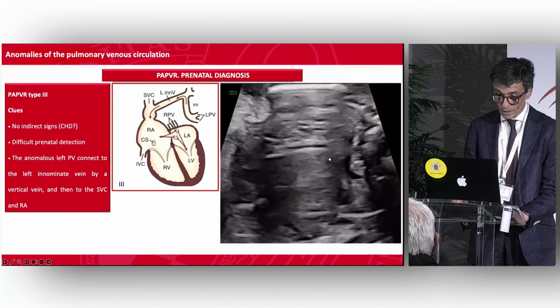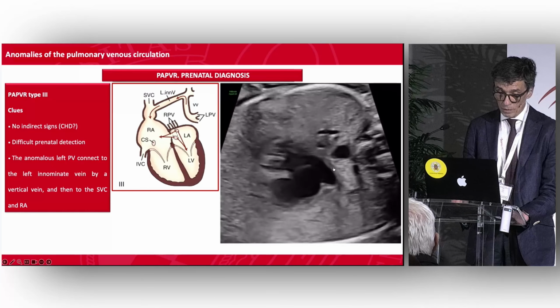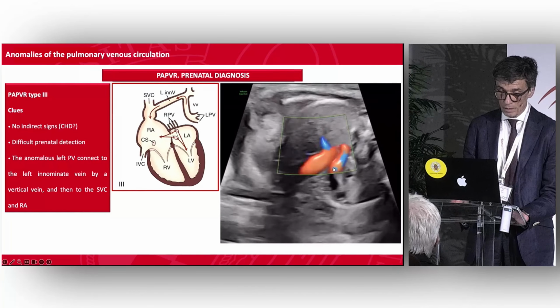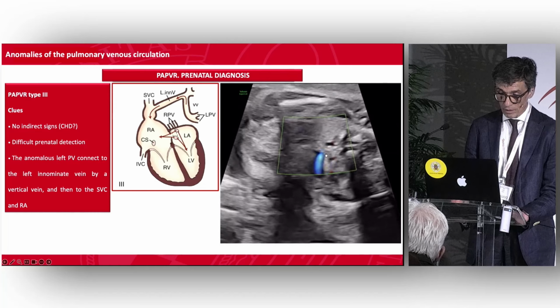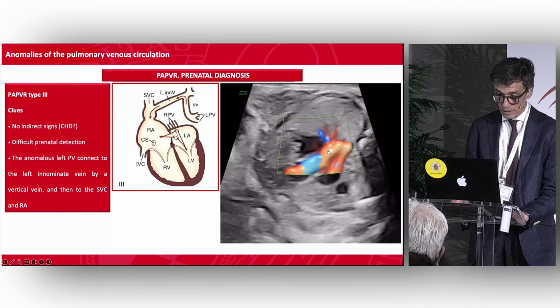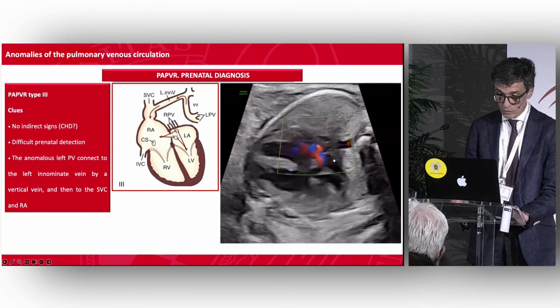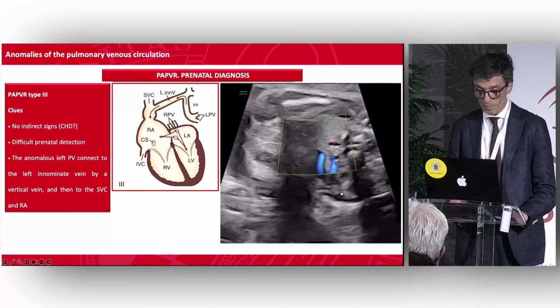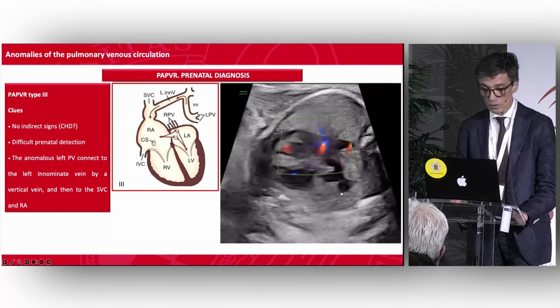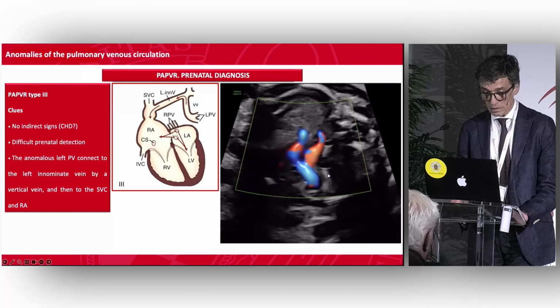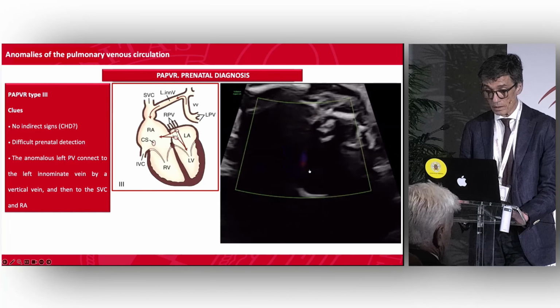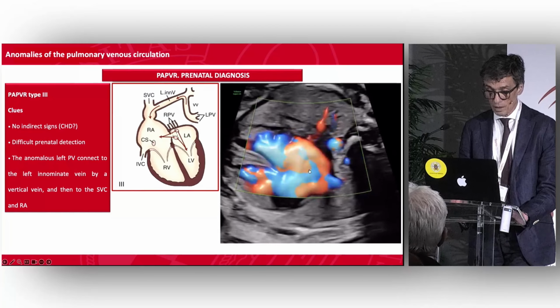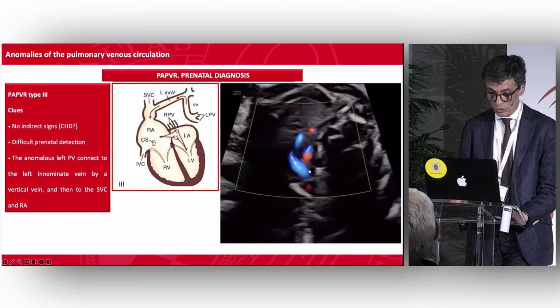Here are the veins. If you put the color Doppler, it's obviously more easily recognized that these veins are coming from the left to the right side to connect with the superior vena cava. This is a very difficult diagnosis, but if we were able to make it, this diagnosis due to.